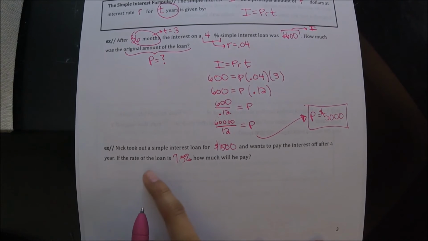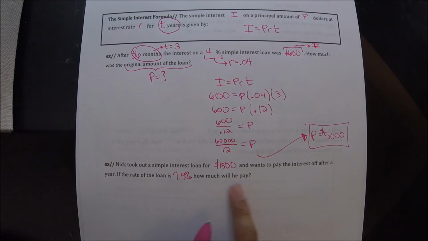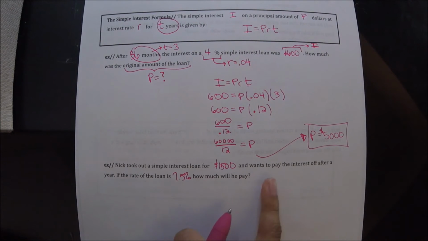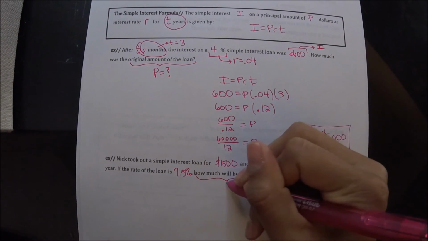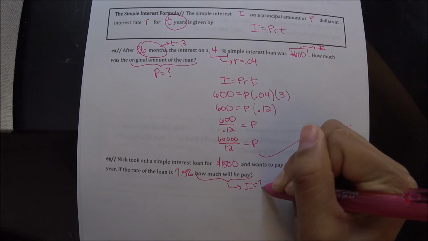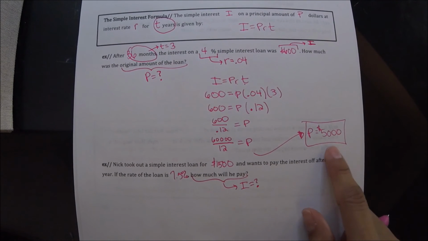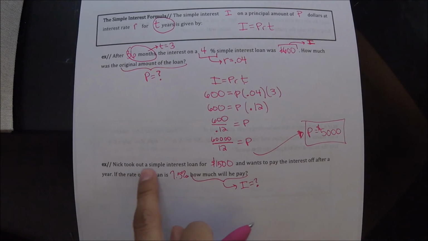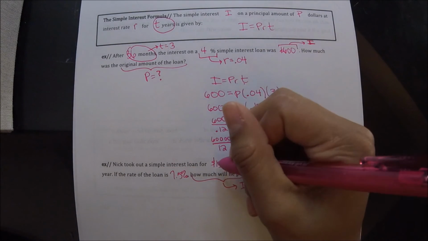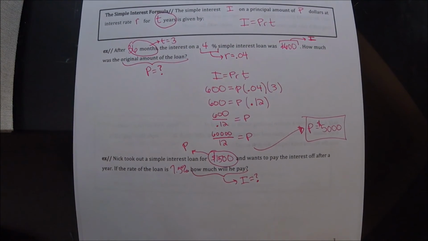Well, this time it's going to be different than up here because it's asking for a different variable this time. Because it says that he wants to pay the interest off, so how much is he going to pay? Well, that means it's asking for what the interest is. So this time we don't know interest. And then in the last example, we were finding how much the original loan was for, but this time we already know the original amount of the loan. So this is our principal value. That's how much the loan was to start off with.